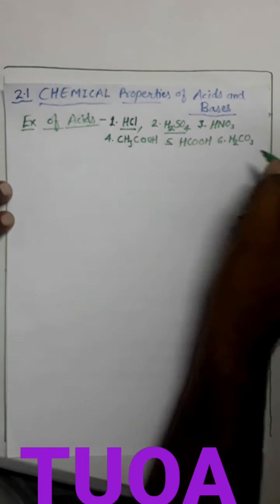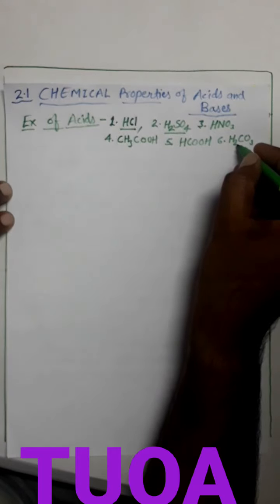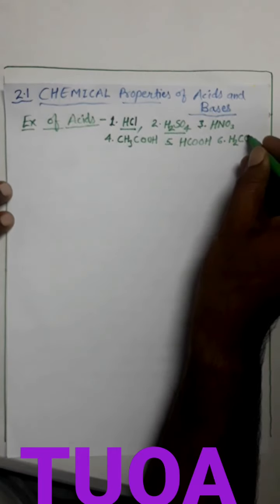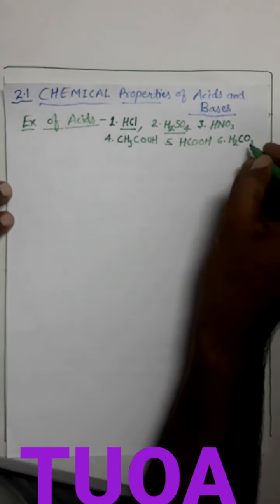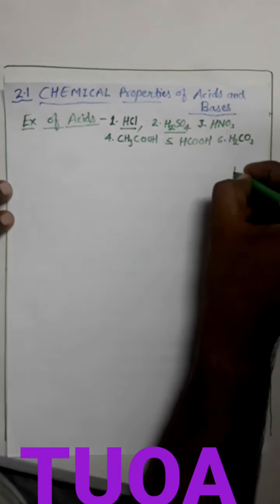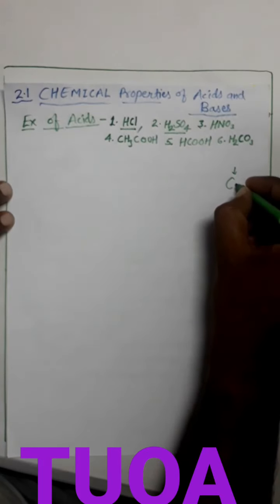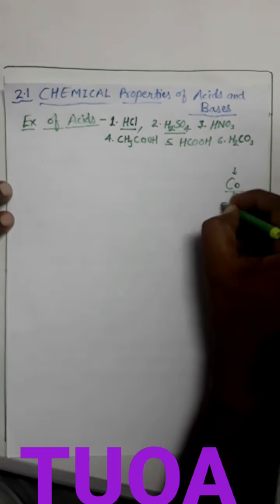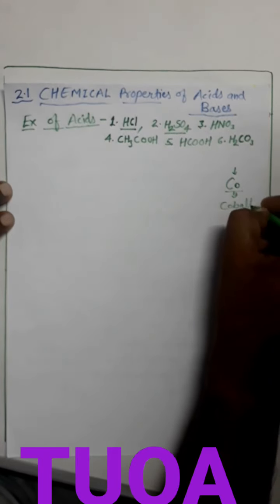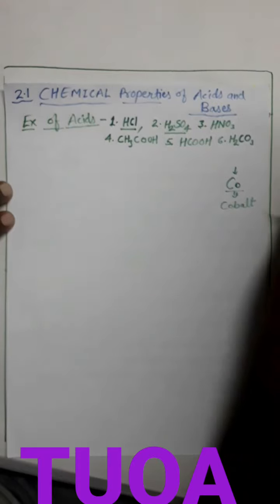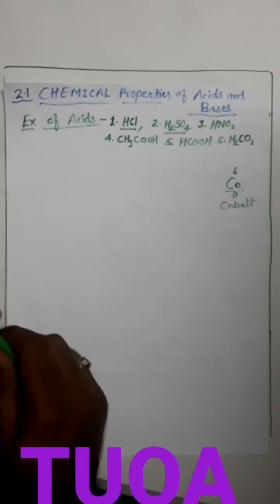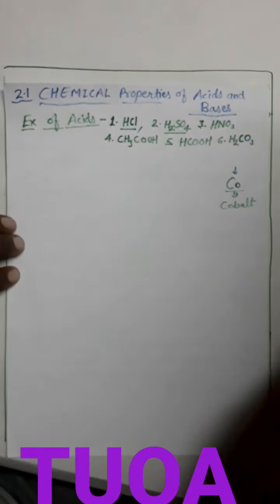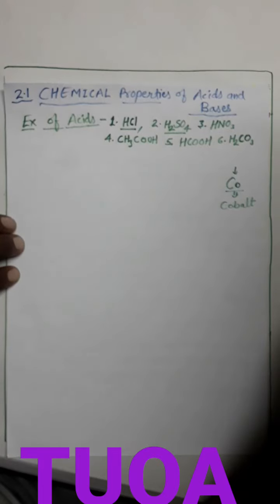While you are writing the formula of carbonic acid, you need to remember one thing, that the size of the C letter and the O letter must be equal. If you write C capital and O small sized, then it becomes another element that is called cobalt. That is a big mistake. So don't make this mistake while writing the names.